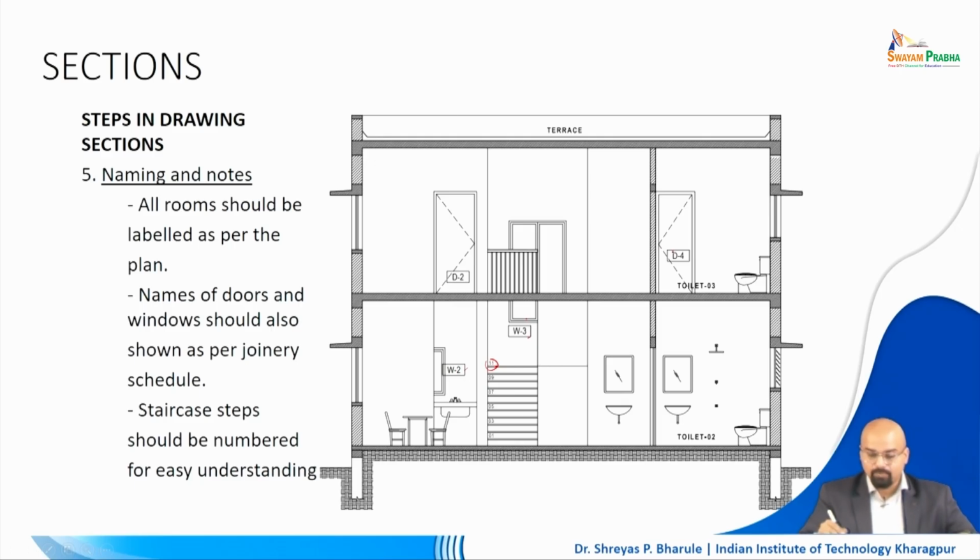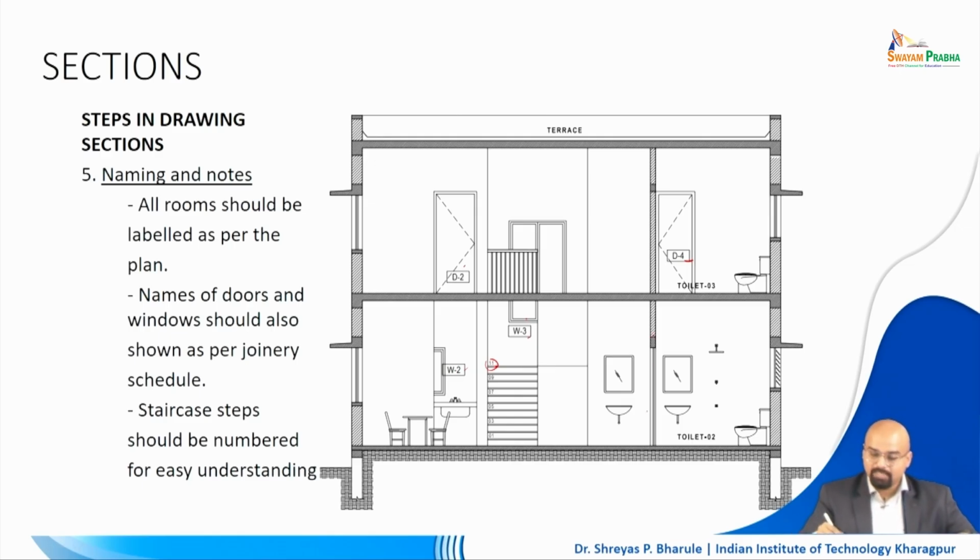The different types of doors: the door on the first floor of a particular room on top of the kitchen is door type 2. In the case of the toilet, which is toilet number 3 on the first floor, the door is type 4, which will be a similar kind of door probably here as well, right, which is getting cut.